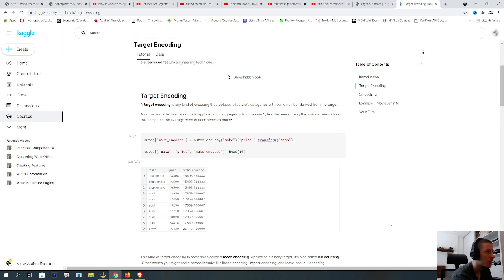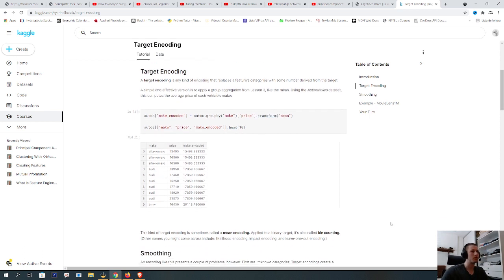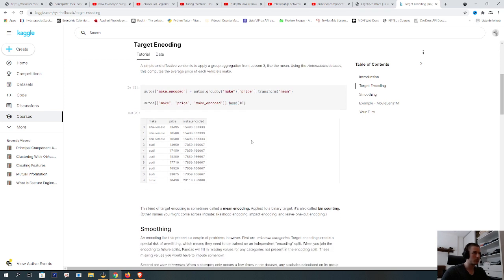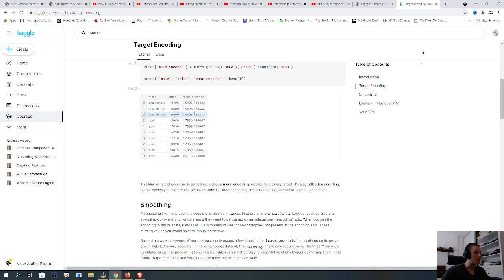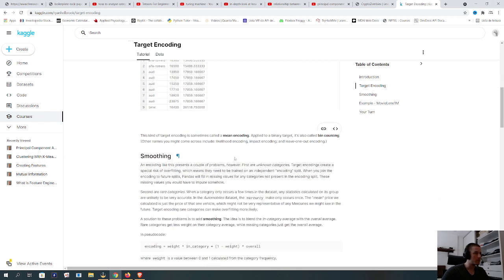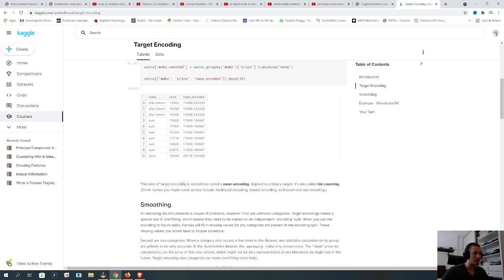Target encoding is any kind of encoding that replaces a feature's categories with some number derived from the target. A simple and effective version is to apply a group aggregation from lesson 3, like the mean. Using the automobiles dataset, this computes the average price of each vehicle's make. So grouping by make, and taking the price, and getting the mean. And creates this table here.